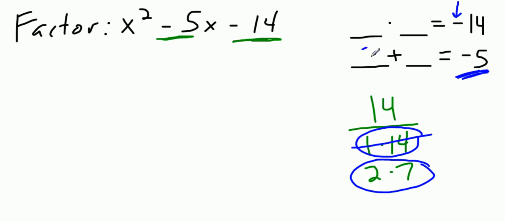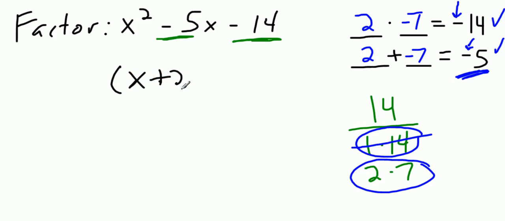So 1 and 14 don't subtract to -5, but 7 and 2 do. So we're going to start off with the 2 and the 7, right? How are we going to get a -5? Right? Well, in order for the 5 to be negative, the bigger sign has to be negative. If we put a 2 and a -7 up here, right, does it still work? Yes. So 2 plus -7 equals -5. 2 times -7 equals -14, which means we can write our answer as x plus 2 and then x minus 7.